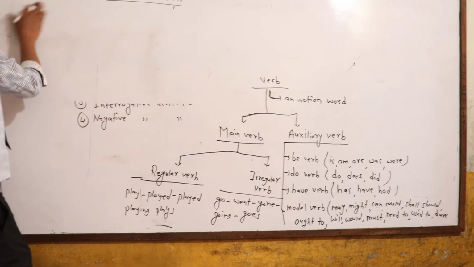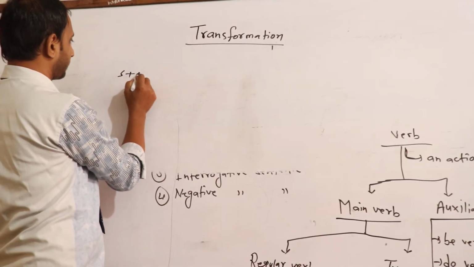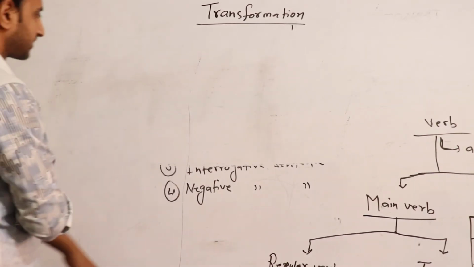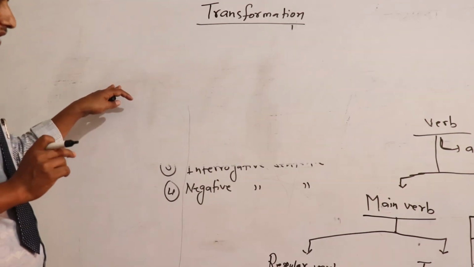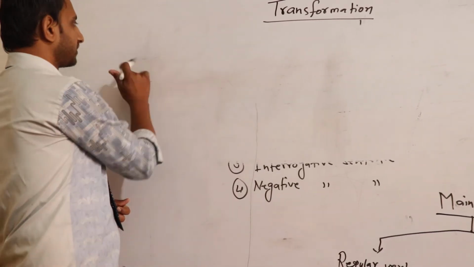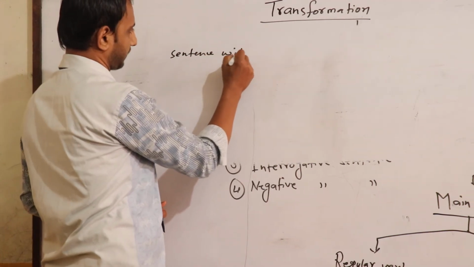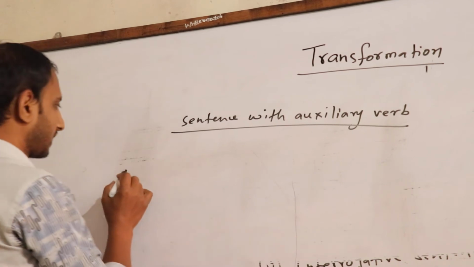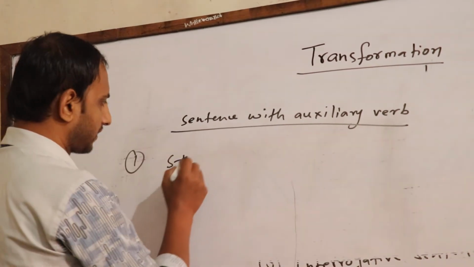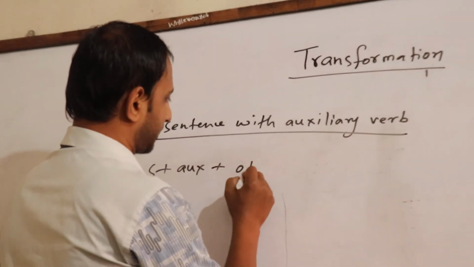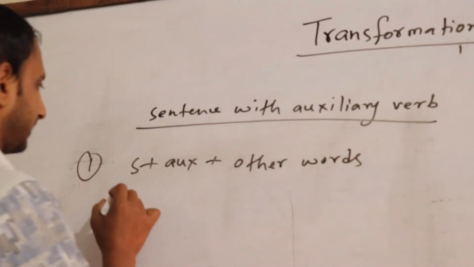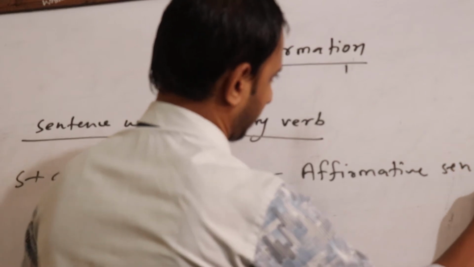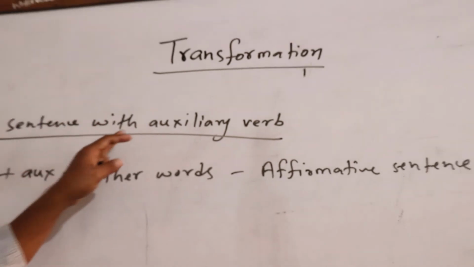Affirmative sentence has a formula: subject plus verb plus object. Let's go in this way. For a sentence with auxiliary verb, how do we change that auxiliary verb? The structure of an affirmative sentence with auxiliary verb is subject plus auxiliary plus other words.